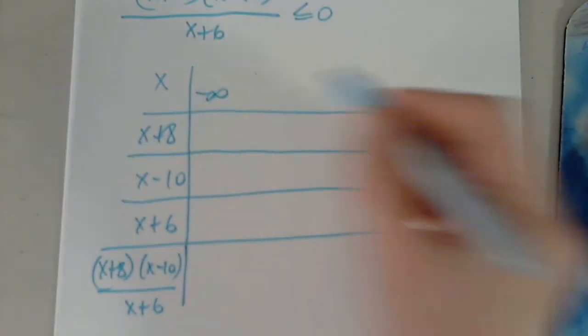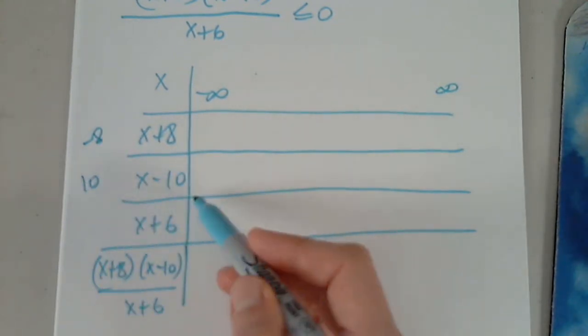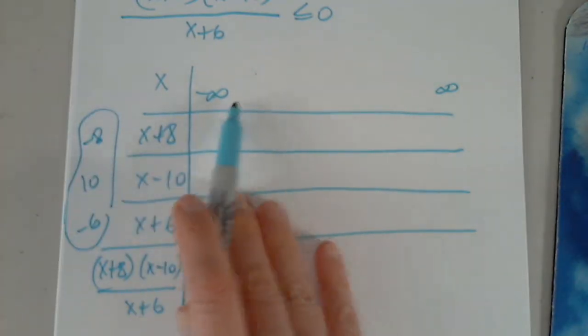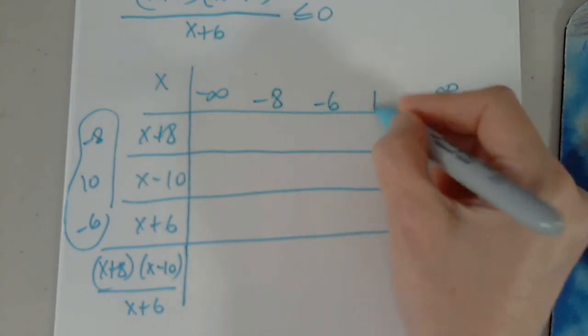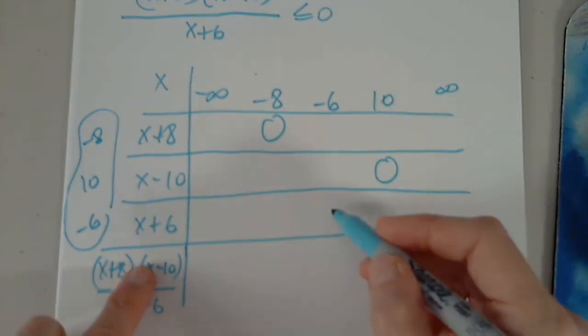So x is the variable in the problem. This one is 0 at -8. This one is 0 at 10. And this one is 0 at -6. This is very important because they have to be in ascending order. So -8, -6, and then 10. This here, this here, this here.